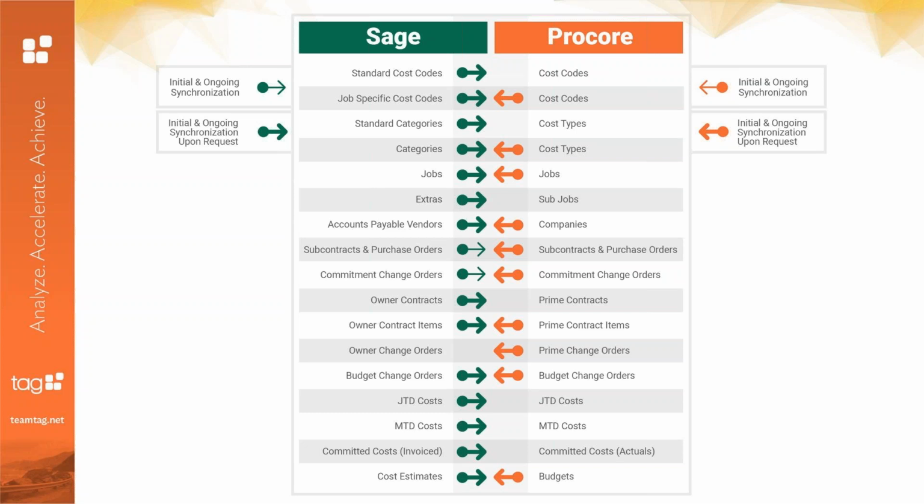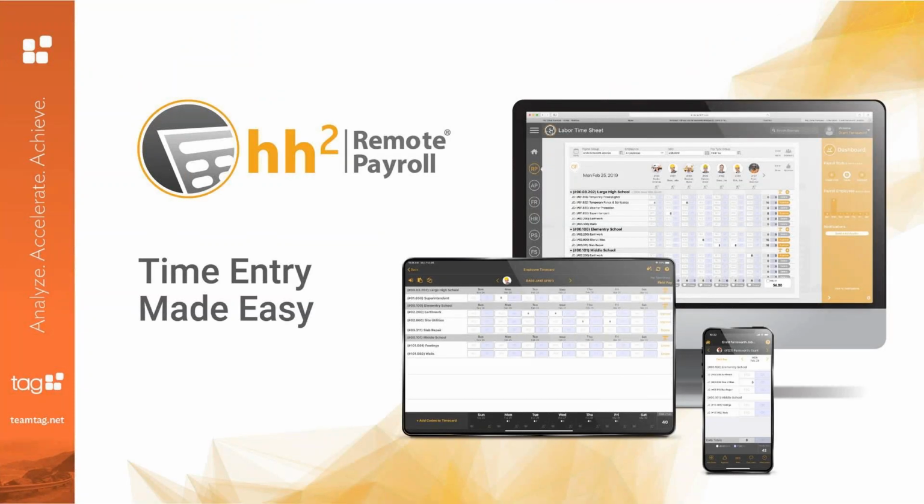And again, some of the new fun stuff that we've just added recently to the synchronization is syncing over those owner contracts and the prime contract information from Sage, budget change orders, etc. So a lot of nice stuff that we sync to and from. But again, if you're interested in that, definitely talk to your Procore rep. So again, we provide that. Let's go on to the next slide and talk a little bit more.